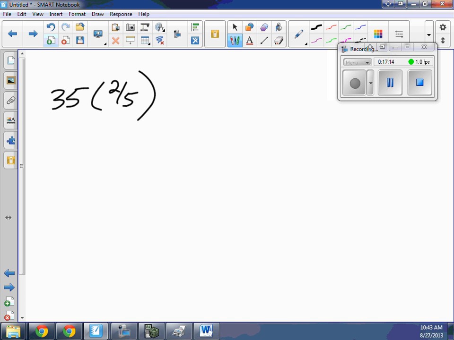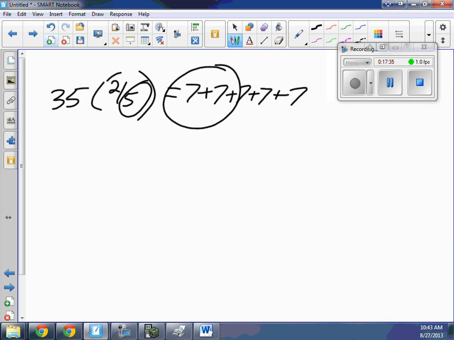Okay, so Robbie, what it's saying is break 35 into 5 pieces. So I have 7 plus 7 plus 7 plus 7 plus 7. How many 7s do I keep? 2, because it says 2/5. Break it into 5 pieces and keep 2 of those pieces. My answer would be 14. Now, 35 times 2 is 70. 70 divided by 5 is 14.